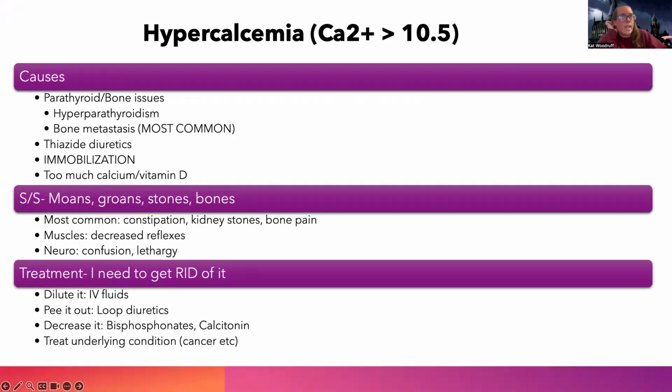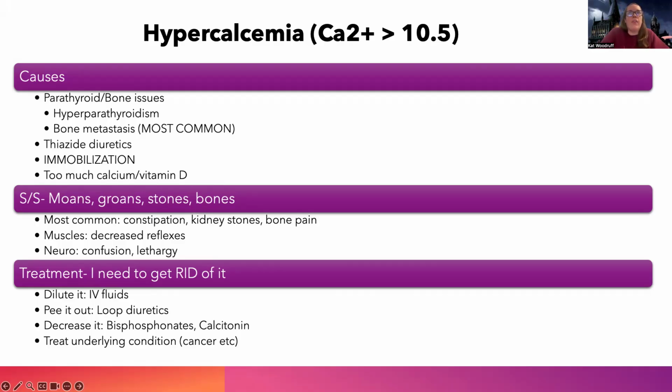So now let's go into calcium. Calcium can cause a lot of problems too. For causes, you want to look at the parathyroid, which manages calcium and phosphorus balance. So you want to worry about parathyroid and bone issues.